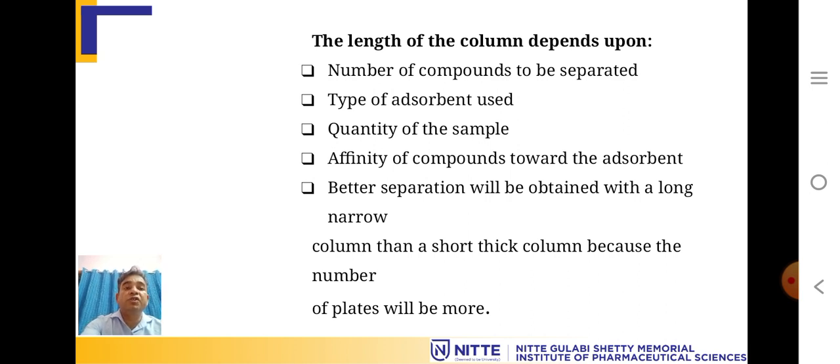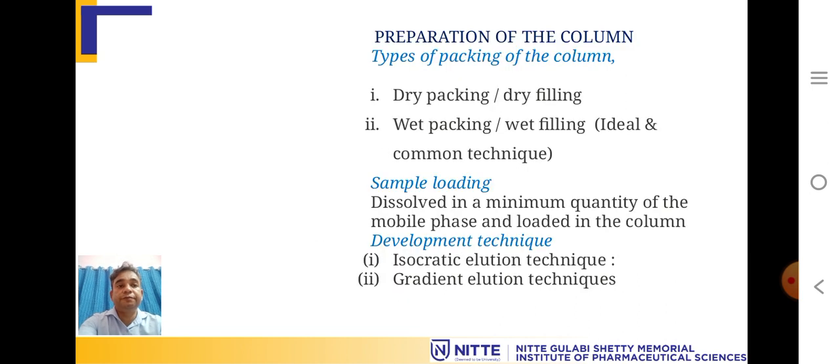The length of the column is chosen based on the following parameters: the number of compounds to be separated, the type of adsorbent used, the quantity of the sample, and the affinity of the compound toward the adsorbent. Better separation will also be obtained with a long and narrow column than a shorter thick column, because the number of plates will always be more. So take into consideration that longer is always better, but it should not be so long that it consumes a lot of time, because time is the biggest challenge in column chromatography.